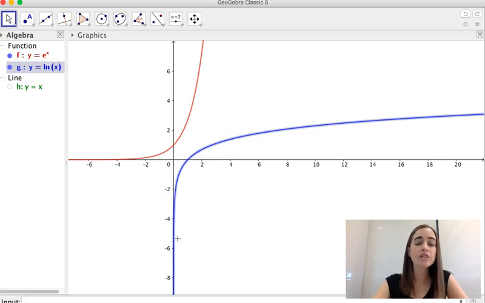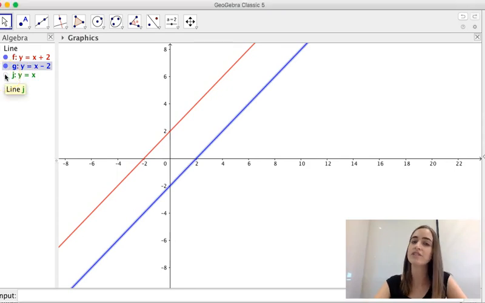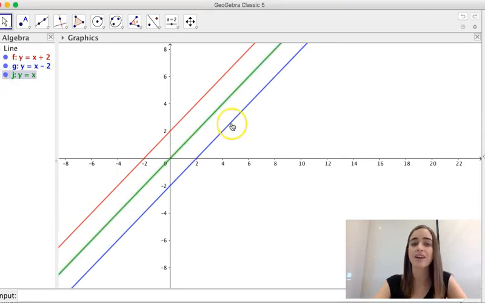Now what I want you to notice about all of these is they have a special type of symmetry. If we look back at our first one, I'm going to introduce this line, just y equals x. And you can see that that's a reflection over that line. It's not as obvious with straight lines, but once we get to our third example, hopefully you'll be able to notice it a little bit more.